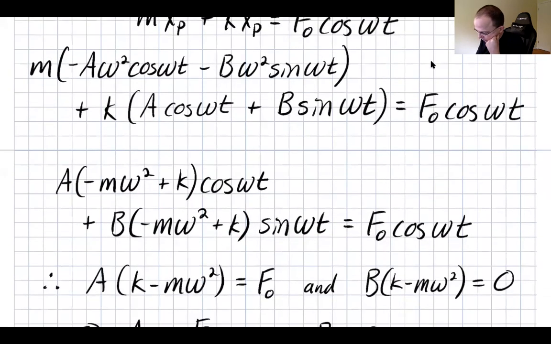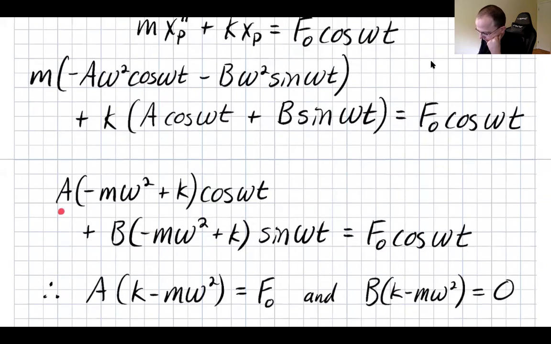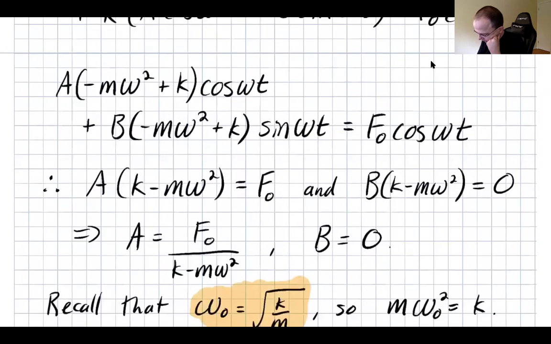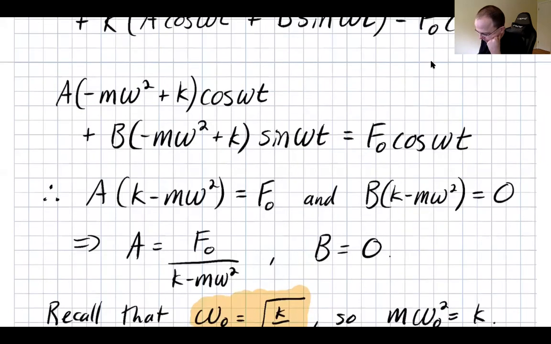Okay, so therefore this coefficient is equal to f naught, and this coefficient is equal to 0 because the coefficient of sine omega on the right hand side is 0. So we have this and this. Then we divide both sides by this k minus m omega squared, like that. And then same here when we get b is equal to 0. So there's our a.